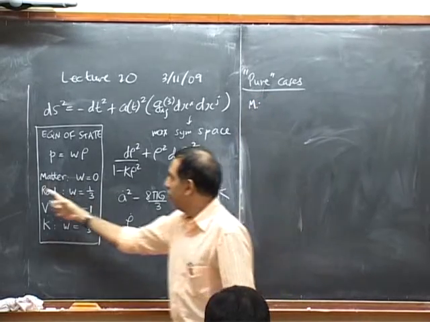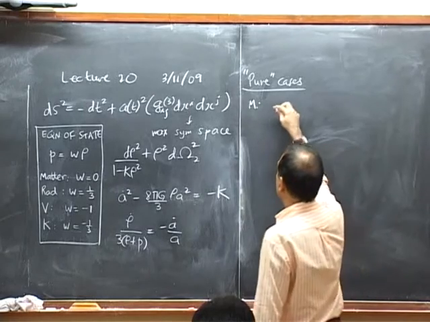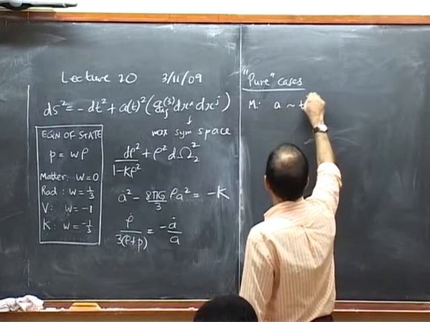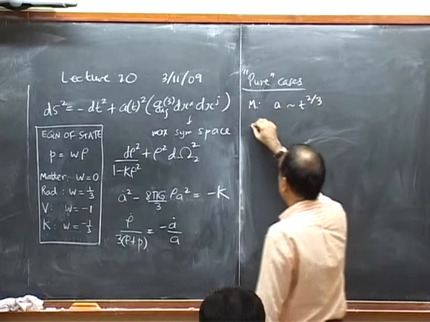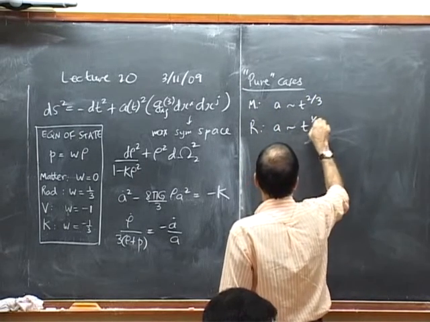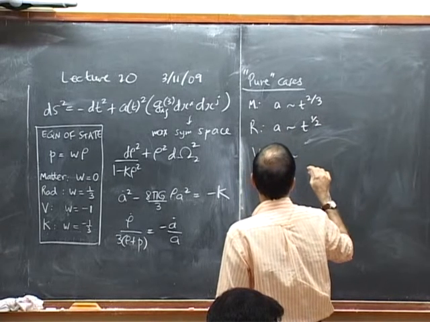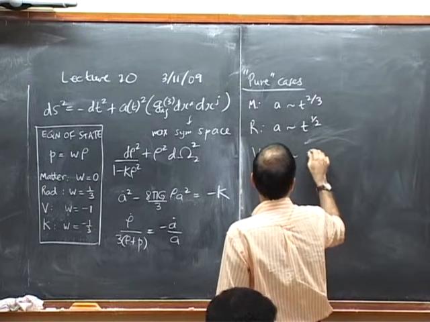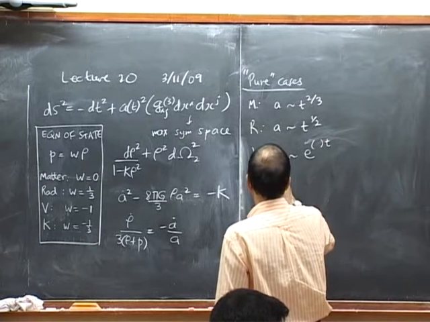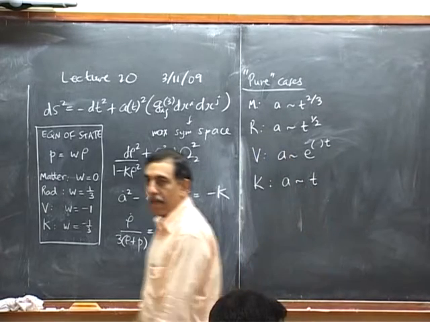So now I'll be using the abbreviations M, R, V and K. M tells us that A scales like T to the 2/3. We did this last time. Radiation tells us that A scales like T to the half. Vacuum tells us that A scales like exponential of a constant times T. And curvature tells us that A scales like T.